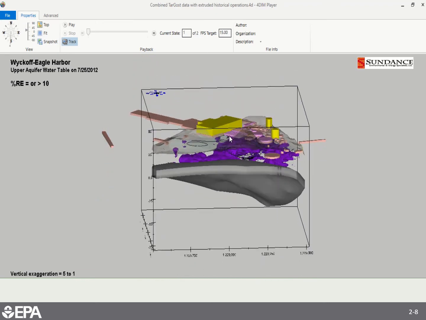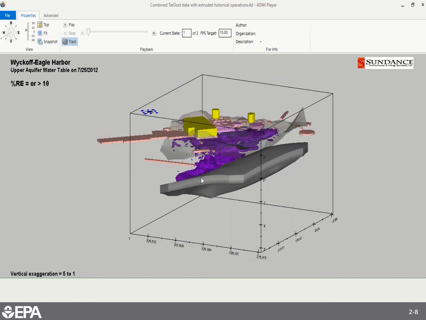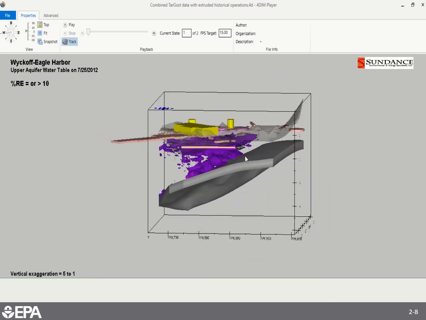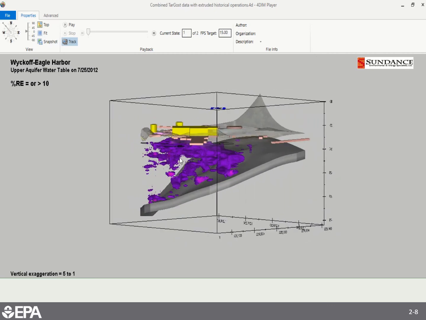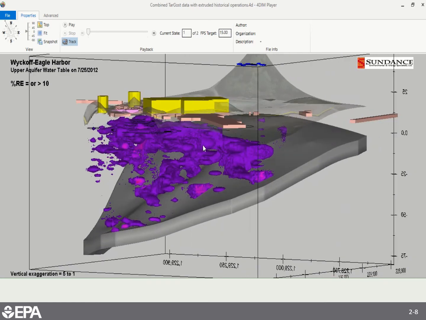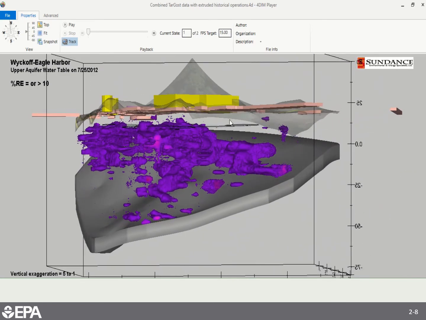So if you look at the NAPL distribution directly under those yellow cylinders or boxes, for example, you'll see that there isn't much distribution of NAPL. And that's the result of the excavations that were done in some of the early days of the project. So if you look directly under that yellow block, for example, you'll see that there isn't.